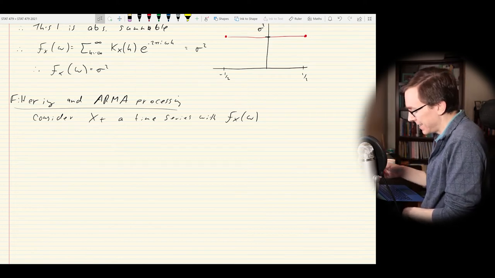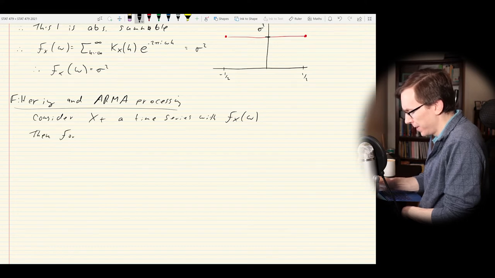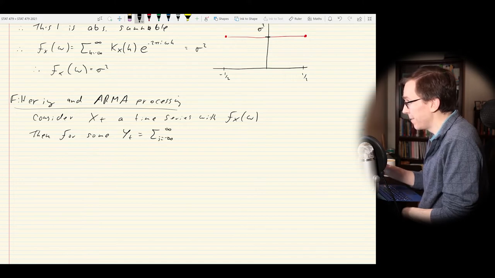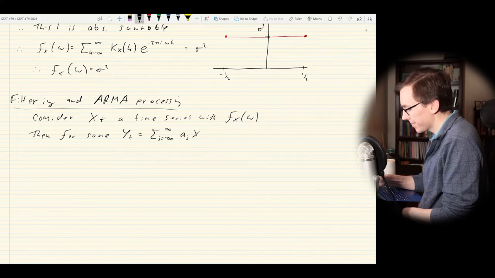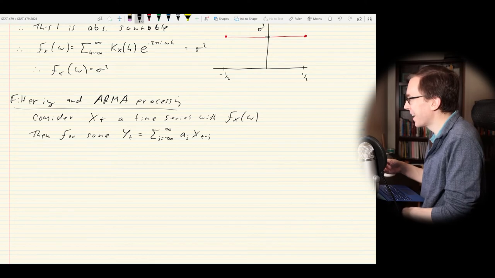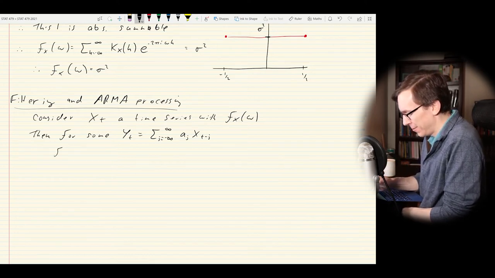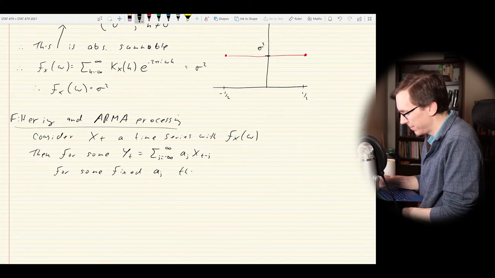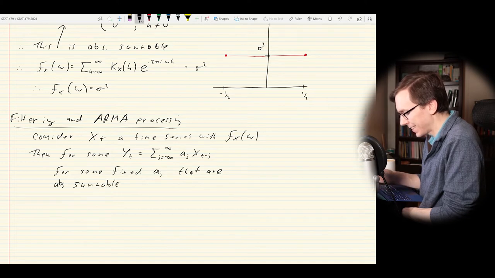Because if I have a time series XT, then for some YT, which is equal in this case to the sum J from minus infinity to plus infinity of AJ X_{T minus J}, because we always index it going backwards in time. This is for some fixed, that is not random, AJs that are absolutely summable, as is often the case with coefficients in this course, right? I need the sum J from minus infinity to plus infinity of the absolute value of AJ to be finite.